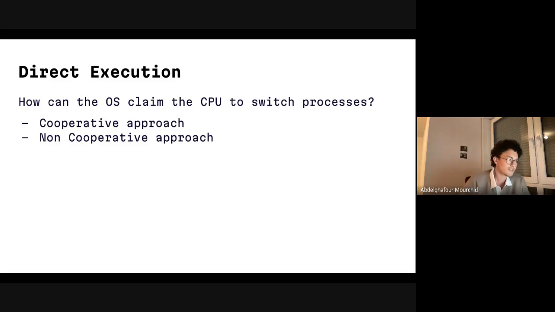But this approach is not too good, because you will lose your PC every time a process hangs, and there is no other way than to reboot the computer. So the cooperative approach is not really that realistic. So how can the OS, or how can the kernel, stay in control of the CPU time?